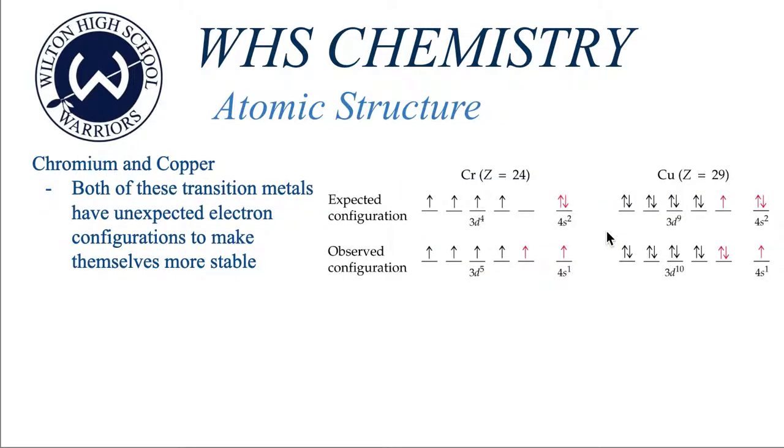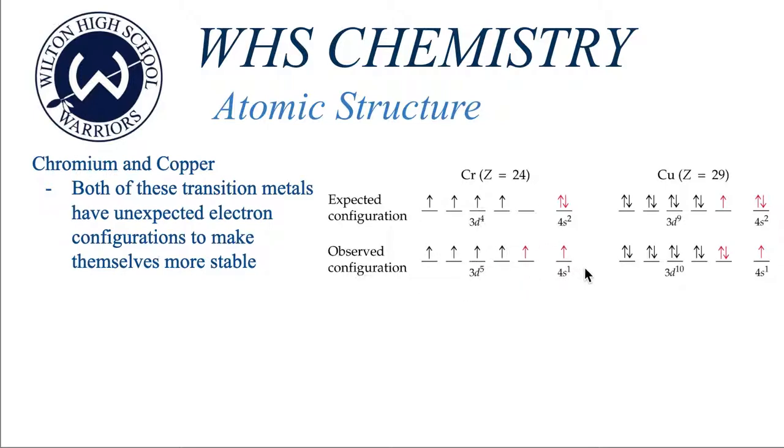Okay, so now we're just going to talk about a misconception with electron configurations. Chromium and copper are two big exceptions to your typical electron configuration rules. Both of these transition metals will have this. Let's look at the diagram. We have the expected configurations up here. This is what you would probably expect. But down here, this is what actually happens.